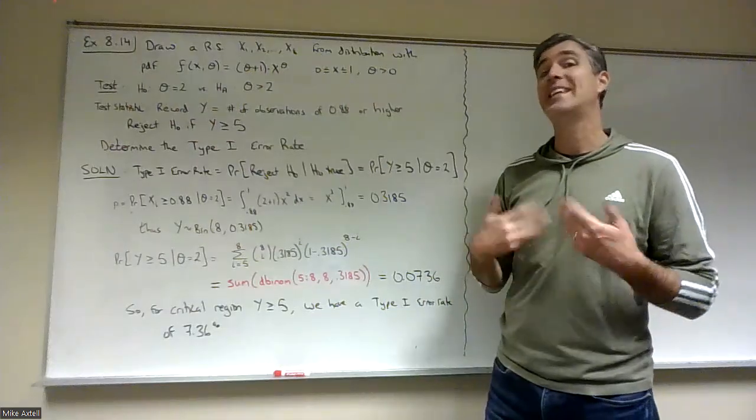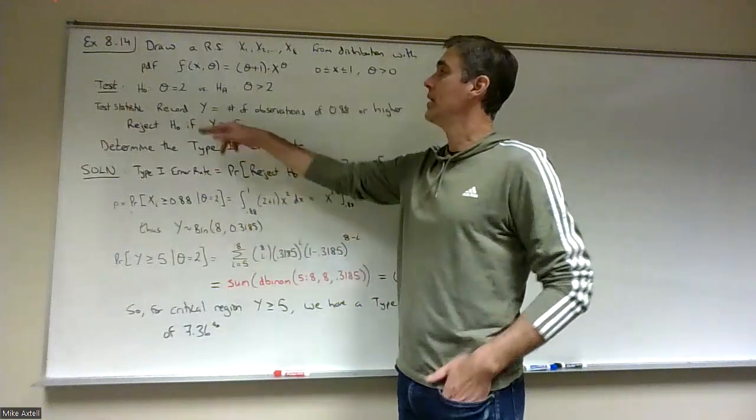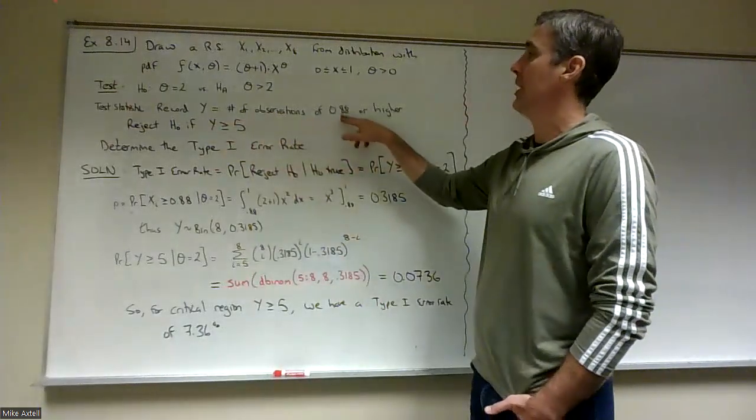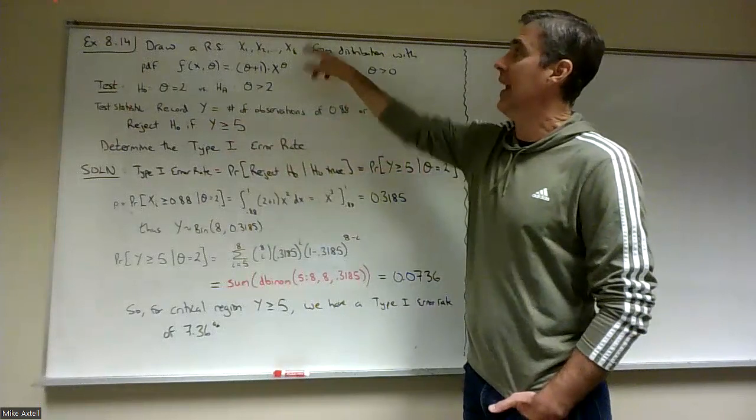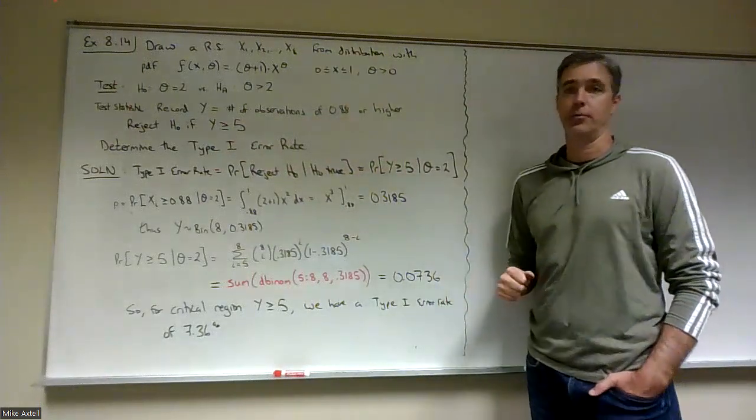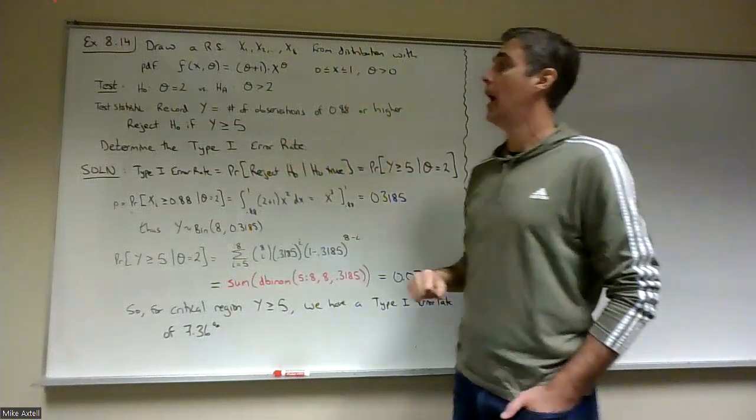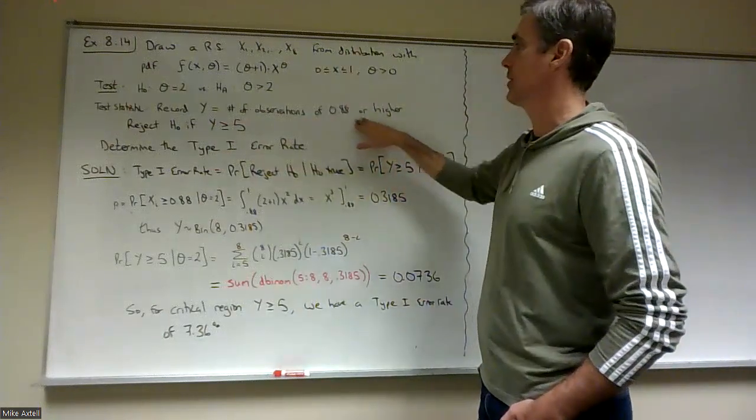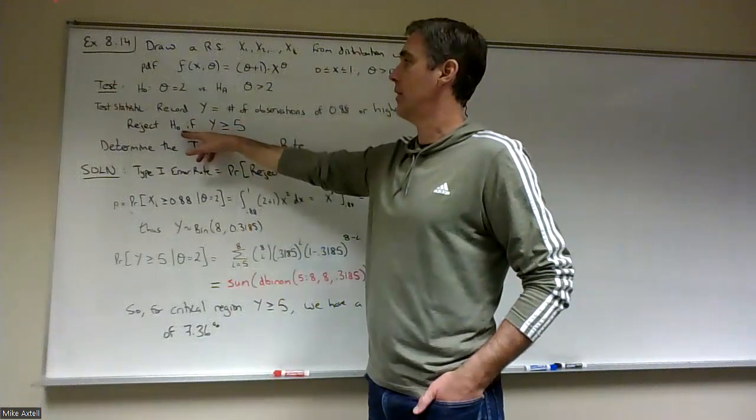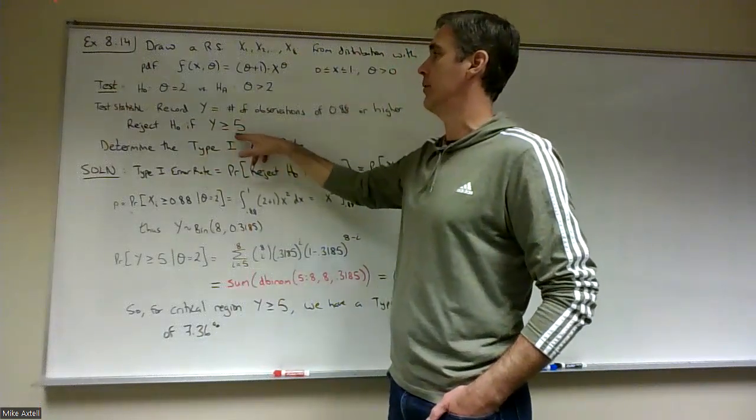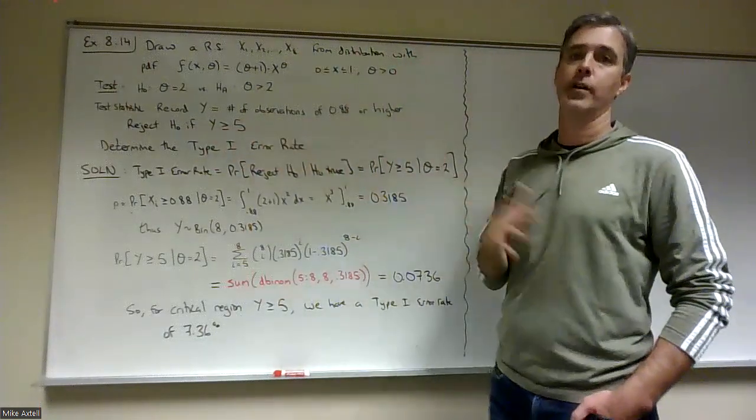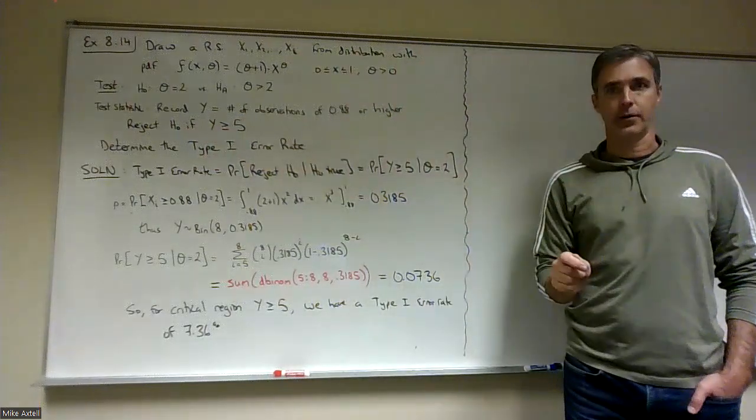So in this example, I'm going to give you the critical region. Y is going to be the number of observations 0.88 or higher among the 8 that I sampled from the distribution. So 0.88 or higher is the critical region. Okay. Sorry, it's not the critical region. That's a threshold. I'm going to reject the null hypothesis if Y is greater than or equal to 5. So Y greater than or equal to 5 is the critical region.